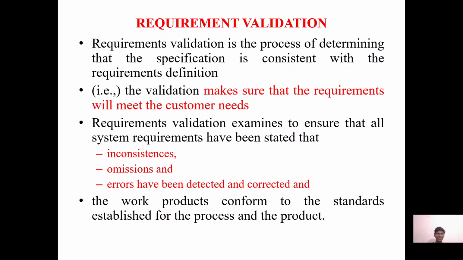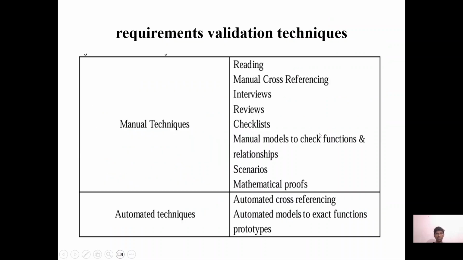Next is requirement validation. Requirement validation is the process of determining whether the specifications are consistent with the requirement definition. That is, make sure that the requirements meet the customer's needs. In requirement validation, we are ensuring that all the system requirements have been stated, and that inconsistencies, omissions and errors have been detected and corrected. The work products conform to the standards established for the process and the product. So this is about requirement validation.